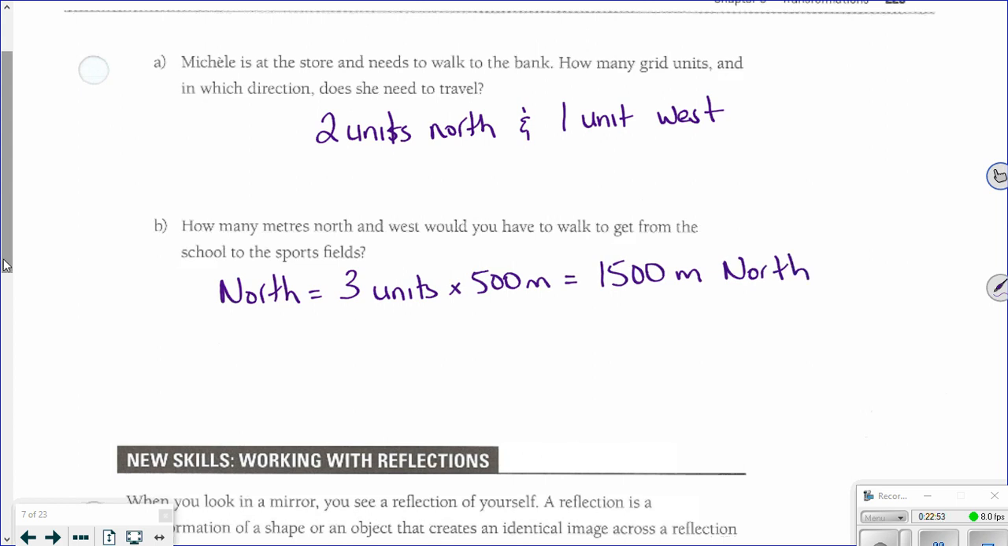In the west direction, on our map we said this was 2 units. Each unit is 500 meters. So 500 times 2 is 1,000. So she goes 1,000 meters west.